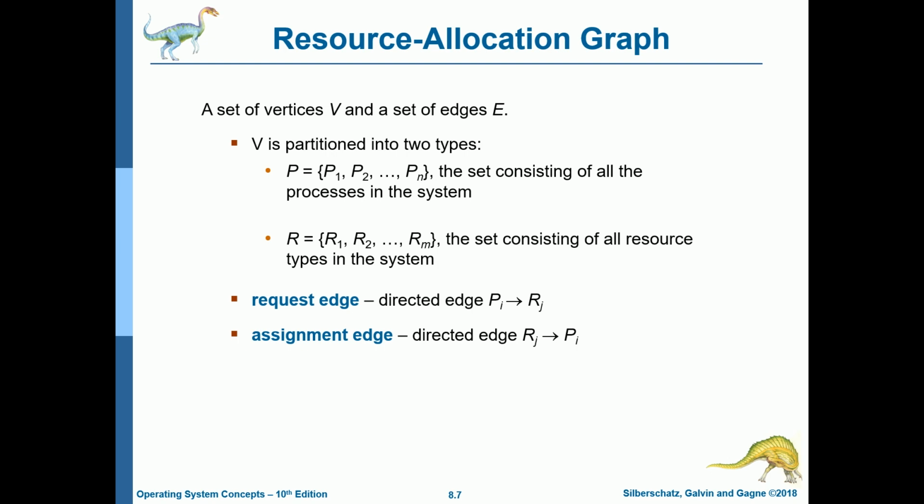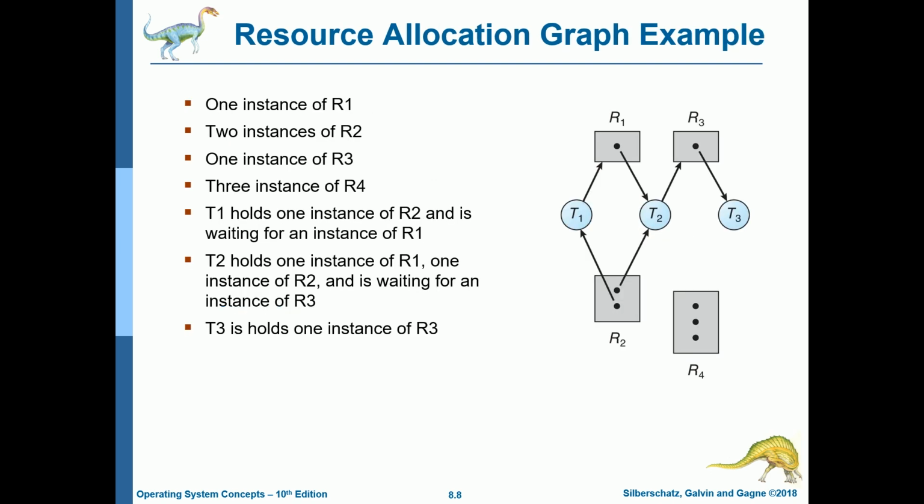Now conversely, a directed edge from the resource type R(j) to a process P(i) is denoted by the forward edge R(j) to P(i). This signifies that an instance of a resource type R(j) has been allocated to the process P(i). Now the directed edge going from a process to a resource is called a request edge. A directed edge going from a resource to a process is called the assignment edge.